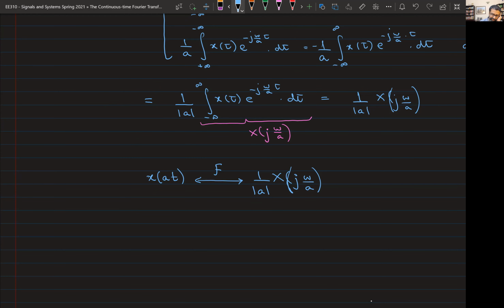In order to do this, let's just consider two cases. Let's consider first the case where a is positive and greater than one. If a is greater than one, what do you have in the time domain? Do you have compression or expansion? Whatever the signal was, you're actually compressing that in time. So this is a compression in the time domain.